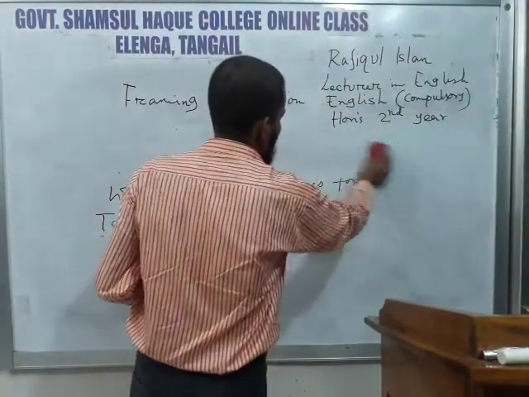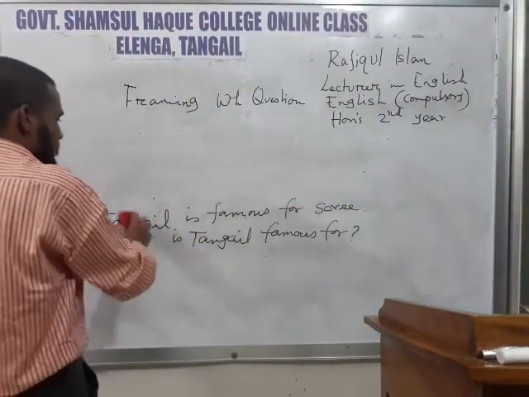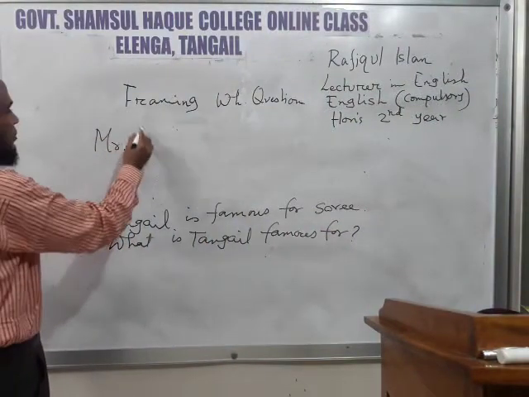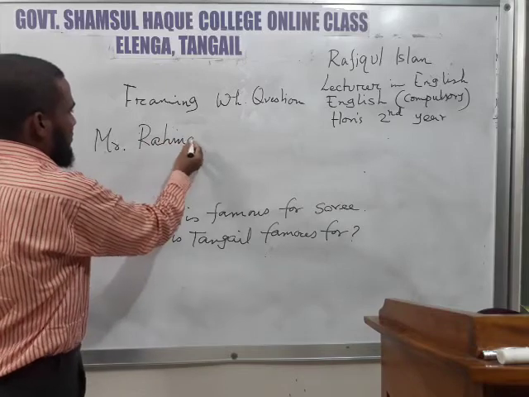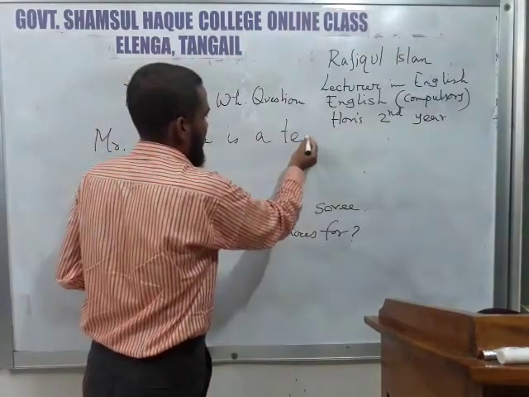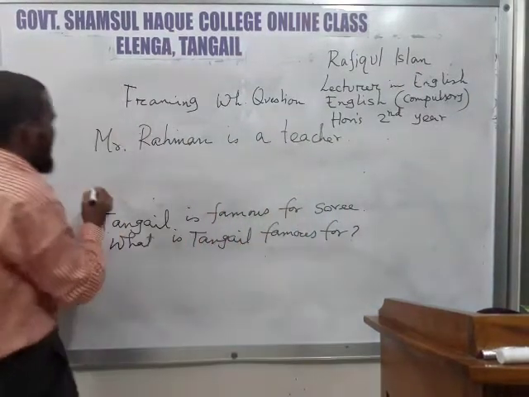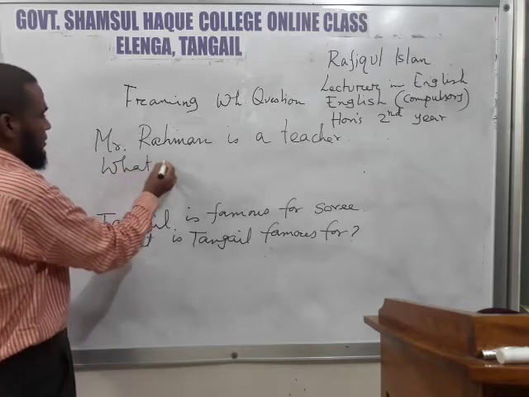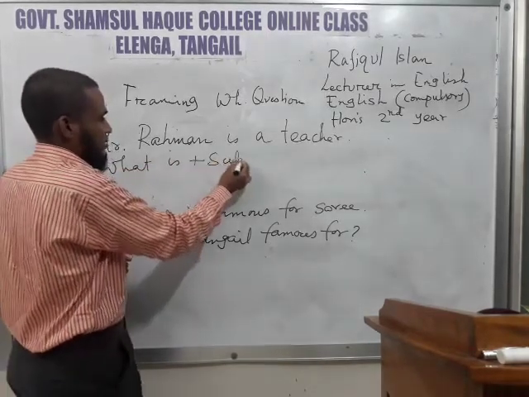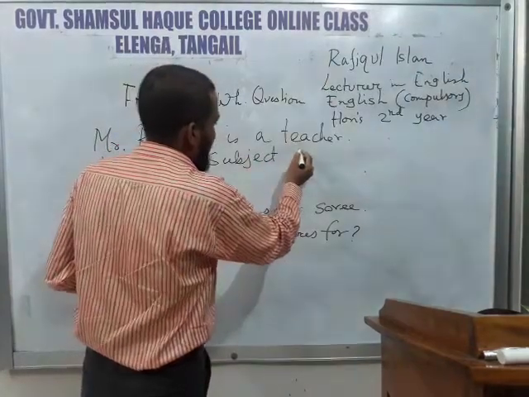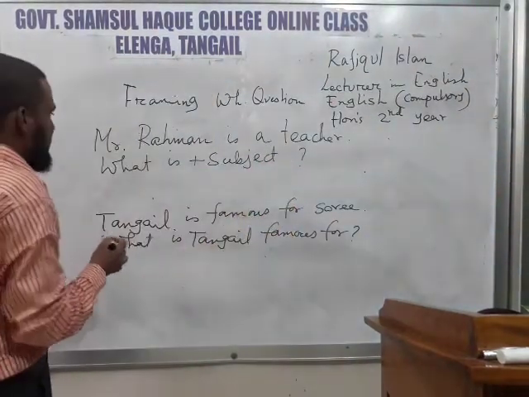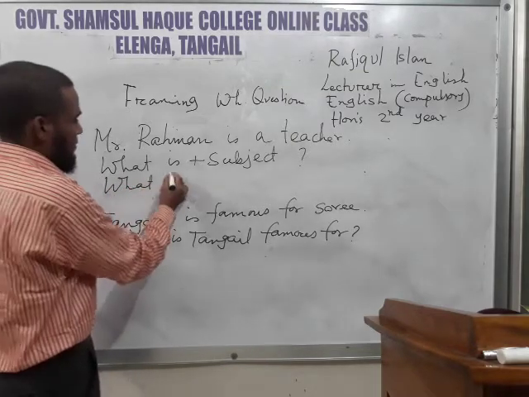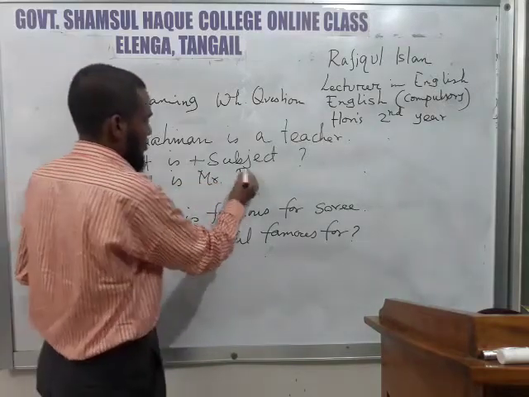To mean occupation, we have a structure. Mr. Rahman is a teacher. Here the structure would be what is plus subject. The first person of it will be like that. What is plus subject? Mr. Rahman is a teacher. What is Mr. Rahman?